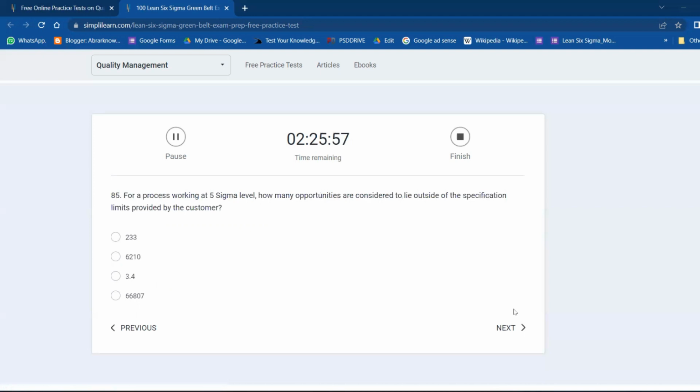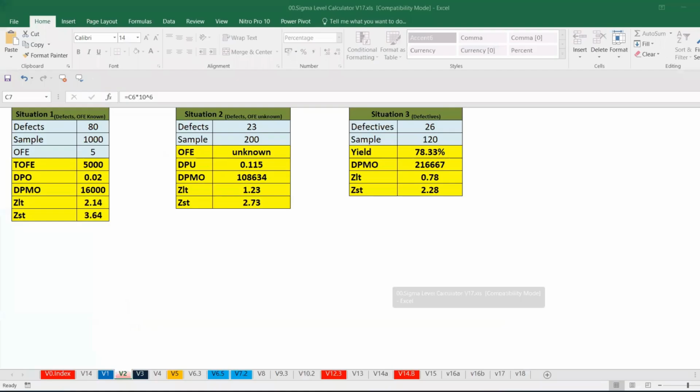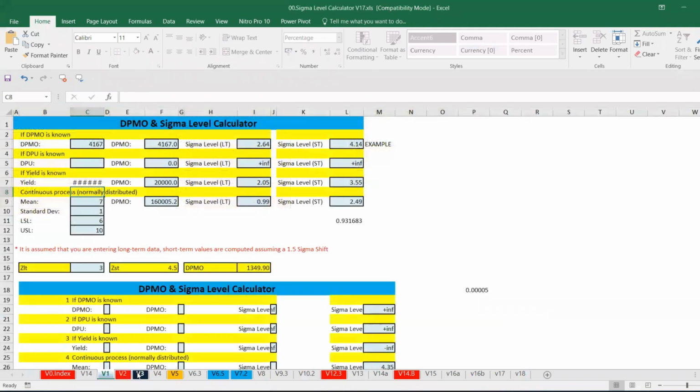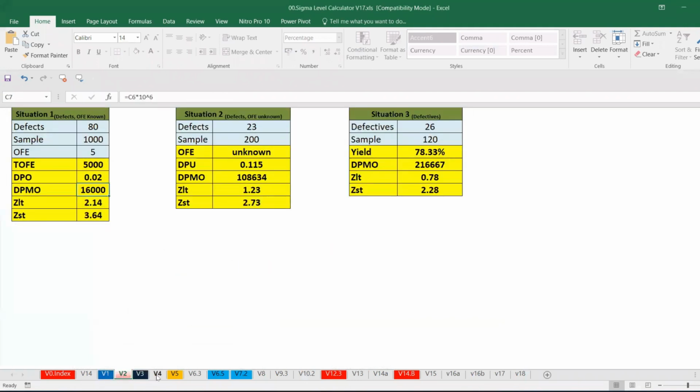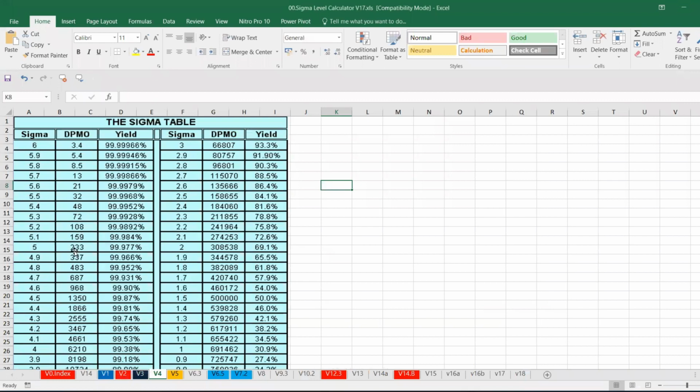And this also we have to solve for a process working at 5 sigma. How many opportunities are considered to lie outside the spec provided by the customer? If it is 5 sigma, we all know 233. If it is 6 sigma, it is 3.4, and further down, at 4 sigma and so on, it becomes higher. So the answer is here as well. So we are talking about 5 sigma, 233. Let's say 4 sigma, 6,000, 3 sigma, 66,000.